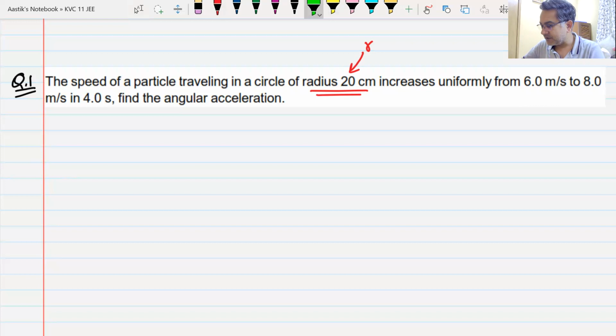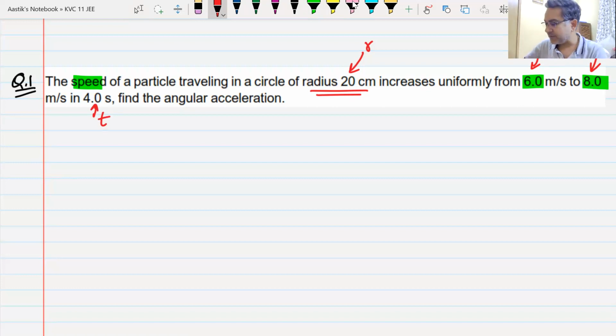The speed of the particle, magnitude of velocity, changes from 6 to 8. So this is your initial speed. Wrong color. This is your initial speed. You can call it V1. This is your final speed. You can call it V2. 4 seconds, that is the time. So speed of the particle is changing.